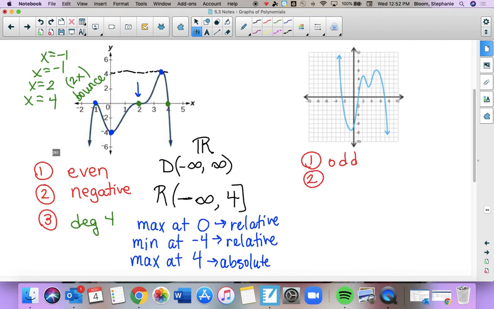Leading coefficient. So again, you're always looking at the right side of your graph. So what's the right side of my graph doing? Is it falling or rising? It's falling. What does that make your leading coefficient? Positive or negative? Negative.